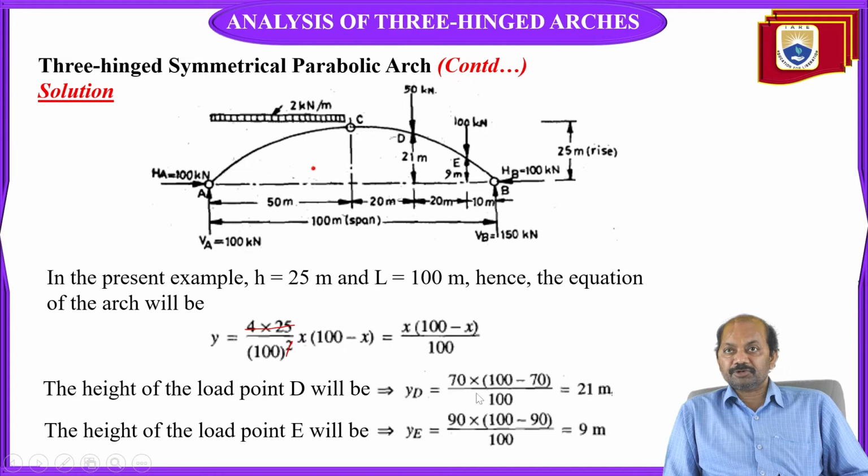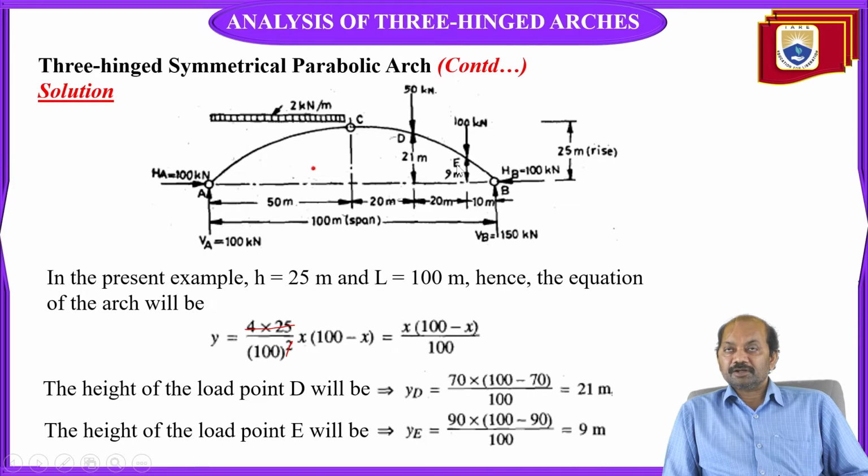yD is equal to, x is the distance, how much? 50 meters plus 20 meters. D is located at a distance of 70 meters. x is equal to 70. 70 into 100 minus 70 divided by 100, then we will get 21 meters. So we are able to find the height of the point D at a distance of 70 meters.